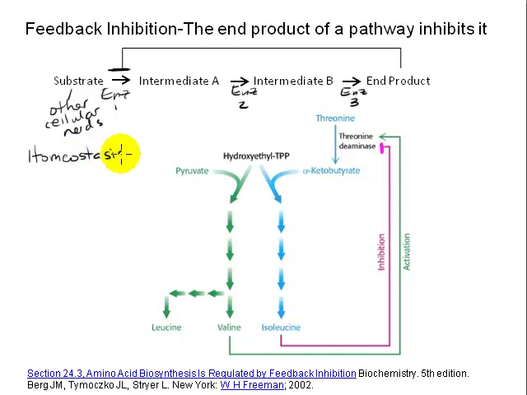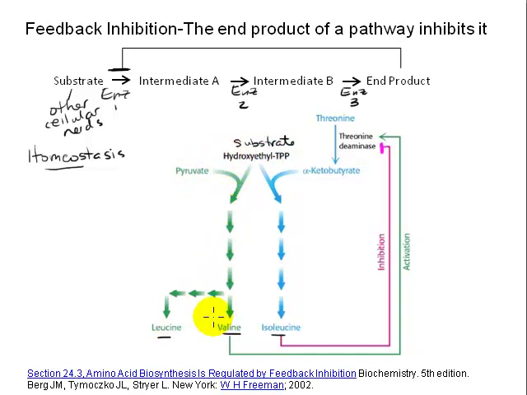An example of this type of homeostatic regulation is the set of metabolic pathways used to synthesize the amino acids leucine, valine, and isoleucine. All three of these amino acids are produced using the substrate hydroxymethyl-TPP as one substrate. For valine and leucine, this substrate is combined with a molecule of pyruvate to begin the pathway.